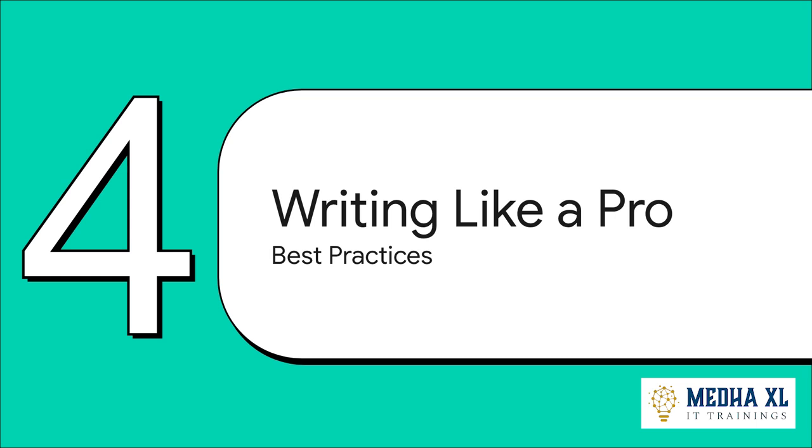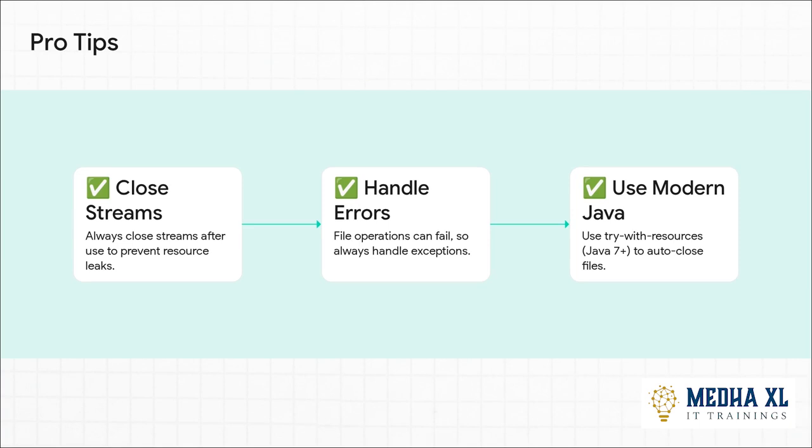Okay, so you know the basic moves now. Create, write, read, delete. But to really write solid, professional-level code, you need to follow a few critical best practices. Let's go over the most important ones. There are 3 golden rules that every pro Java dev lives by. First, always close your streams. Forgetting to do this can lead to resource leaks that can crash your whole app.